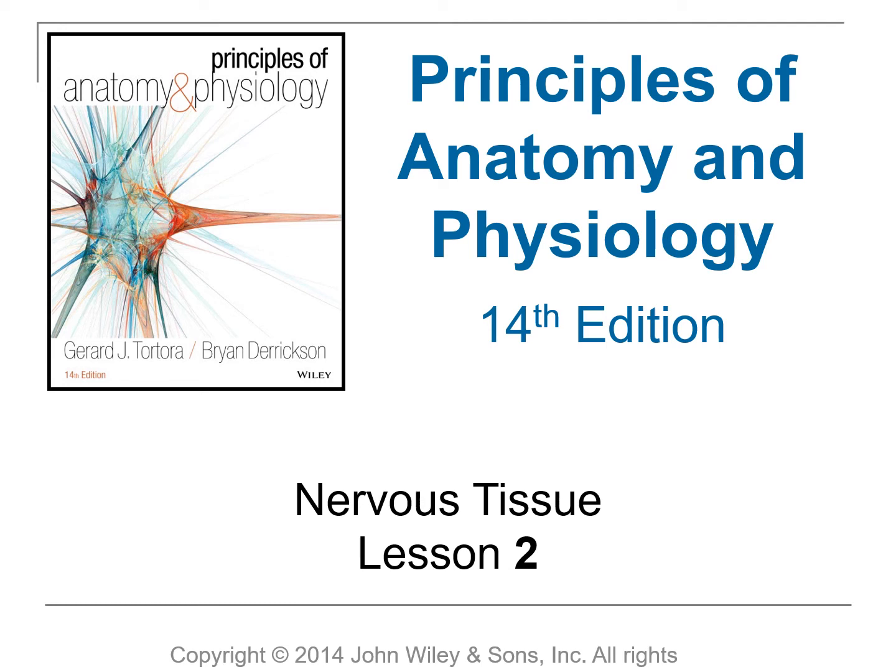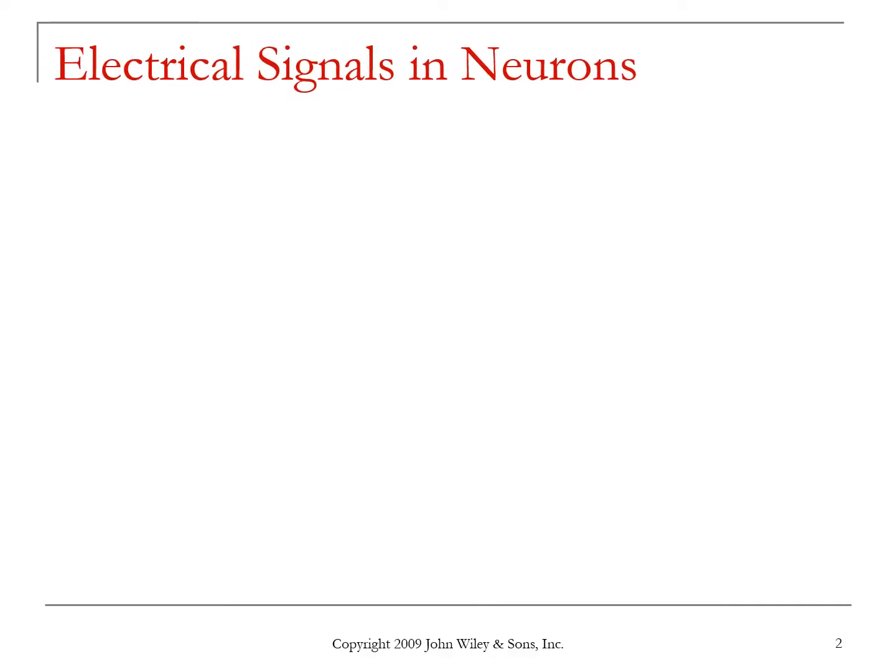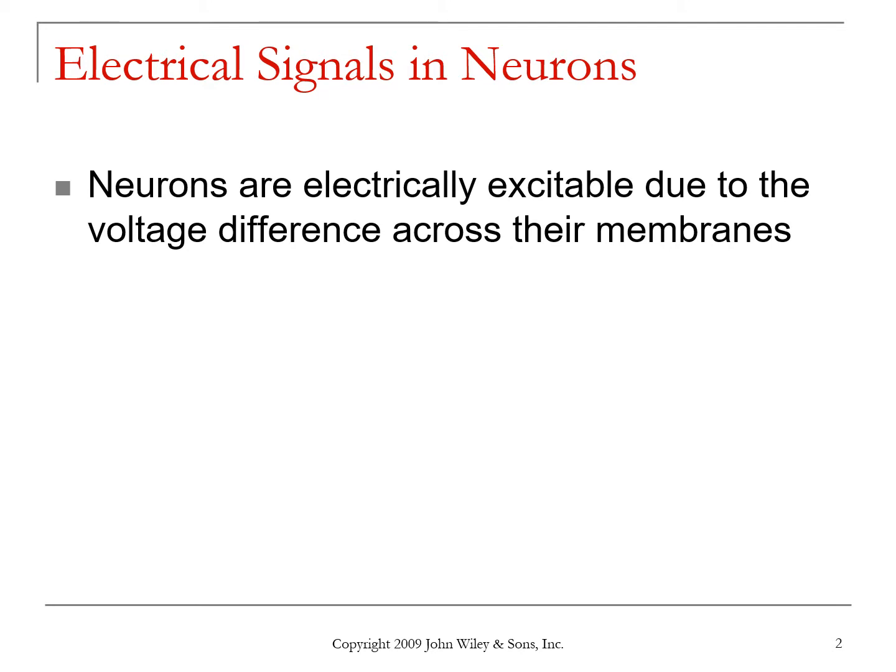In lesson 2, we will elaborate on the principles of a resting membrane potential and then look at how neurons generate electrical impulses, both graded potentials and action potentials.